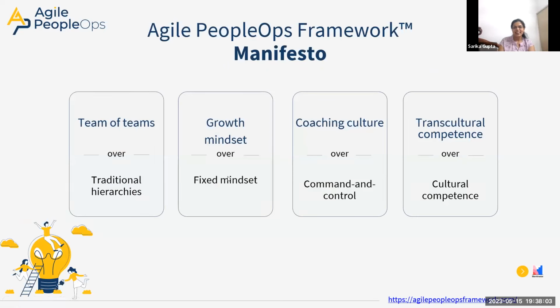Okay. So now we'll stepwise look into the details. Let's come to the Agile Manifesto. Now, a manifesto is nothing but a written statement outlining what we stand for and how we plan to effect this change we are talking about. We strongly advocate these four aspects: team of teams over traditional hierarchies, growth mindset over fixed mindset, coaching culture over command and control, and trans-cultural competence over cultural competence. Let's start one by one.